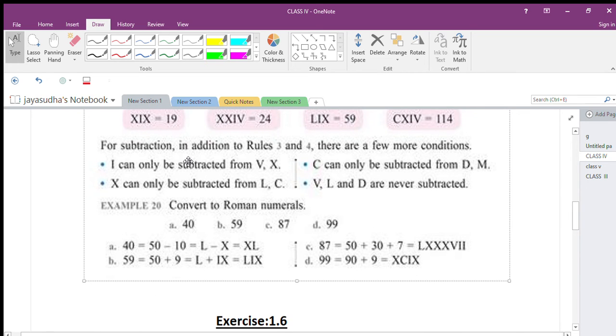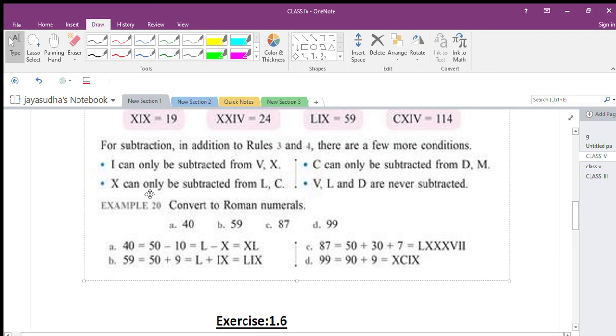For subtraction, in addition to rules 3 and 4, there are a few more conditions. What are the conditions? Roman numeral I can only be subtracted from V and X, that is, from 5 and 10 only.